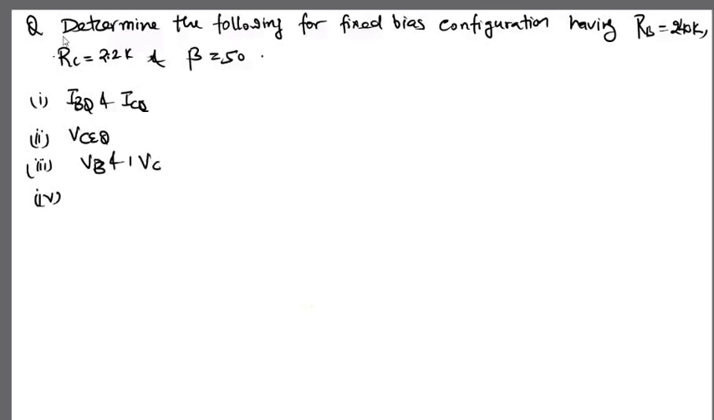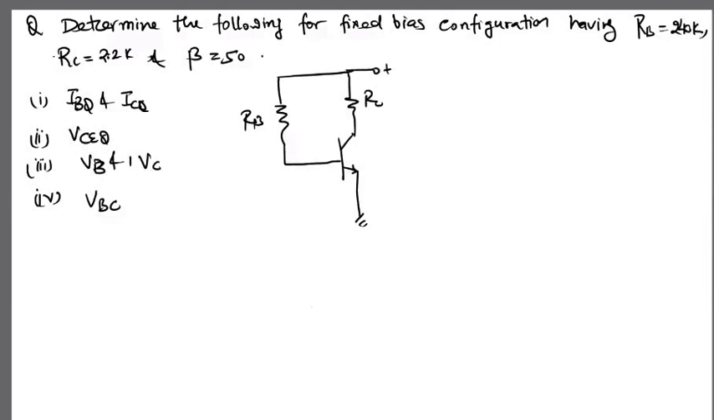So we know what the fixed bias configuration is. First of all, we will draw the fixed bias configuration by ourselves if it is not given in the question. This is RB, this is RC, and in fixed bias configuration there will be a power supply. One more thing is given: this is VCC, equal to plus 12 volt. Now we can apply the equations.